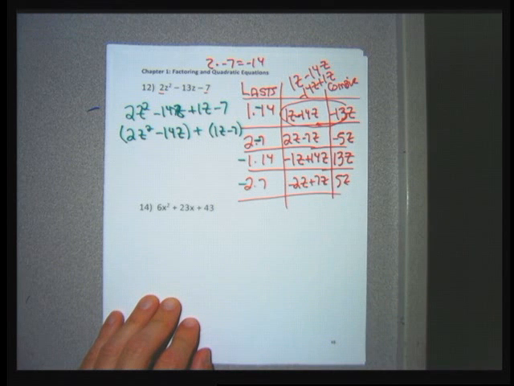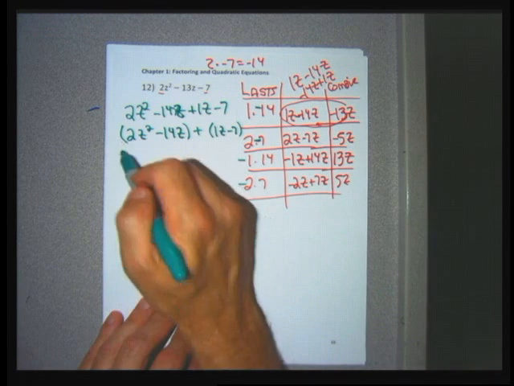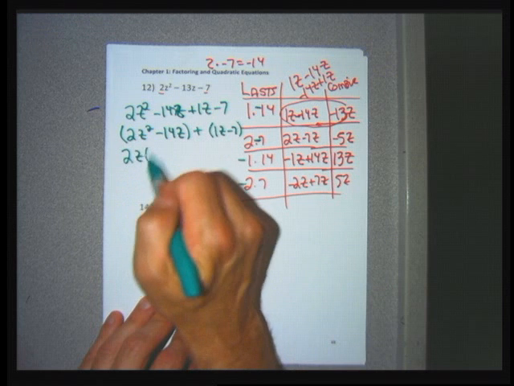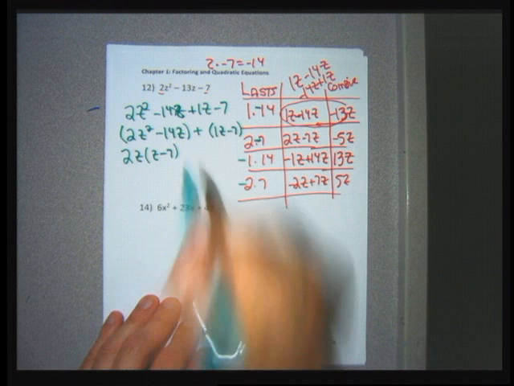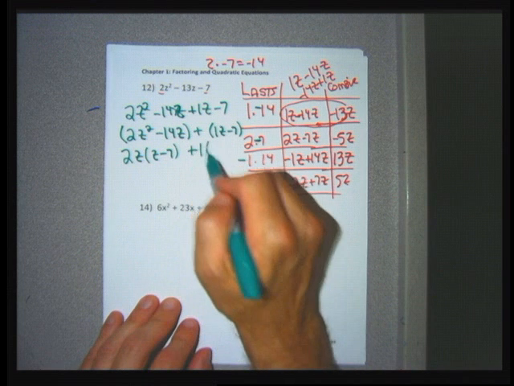First parentheses, common factor of 2z. When I factor out a 2z, I'm left with a z minus 7. Second parentheses, no common factor, so I'm going to say there's a common factor of a 1.